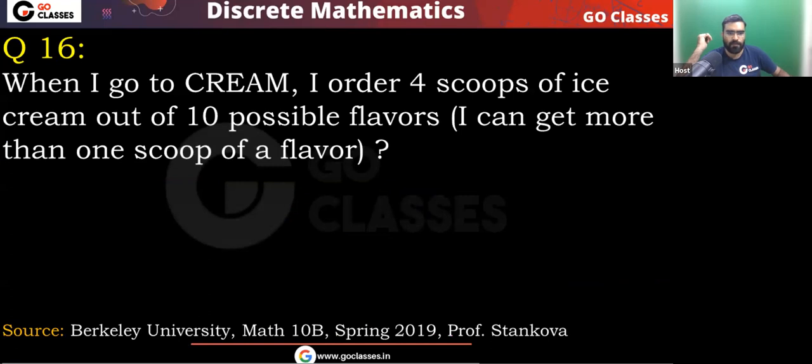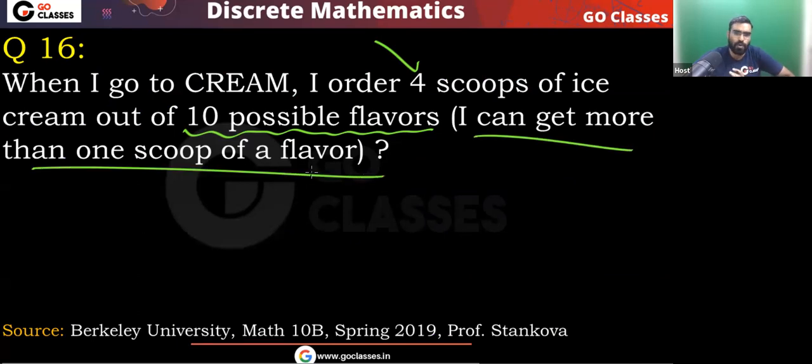Now let's move on. What about this question? Question number 16. When I go to an ice cream parlor, I order 4 scoops of ice cream out of 10 possible flavors. I can get more than 1 scoop of the same flavor. Which template is this? DODB, IODB, IOIB, DOIB. This is your IODB template.